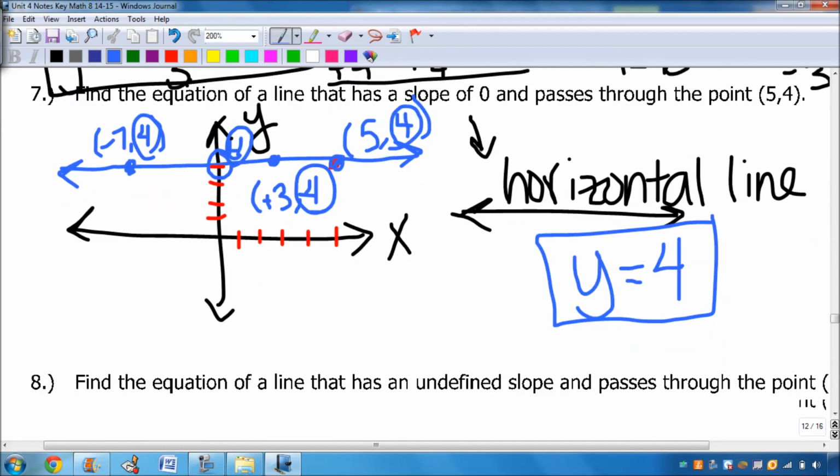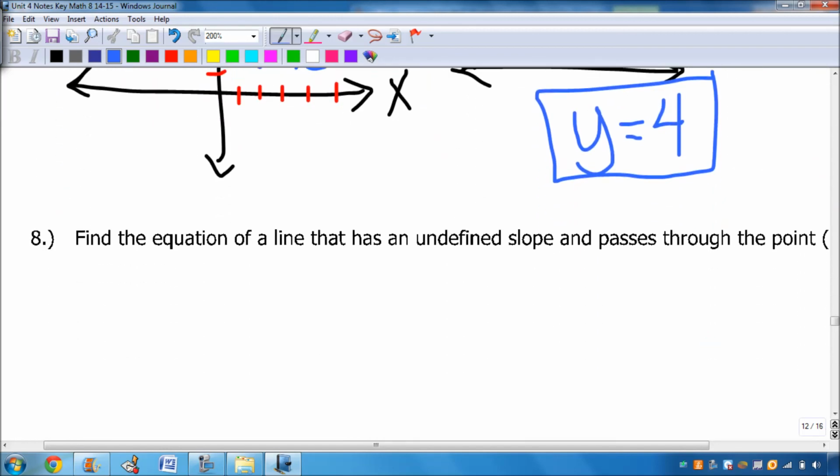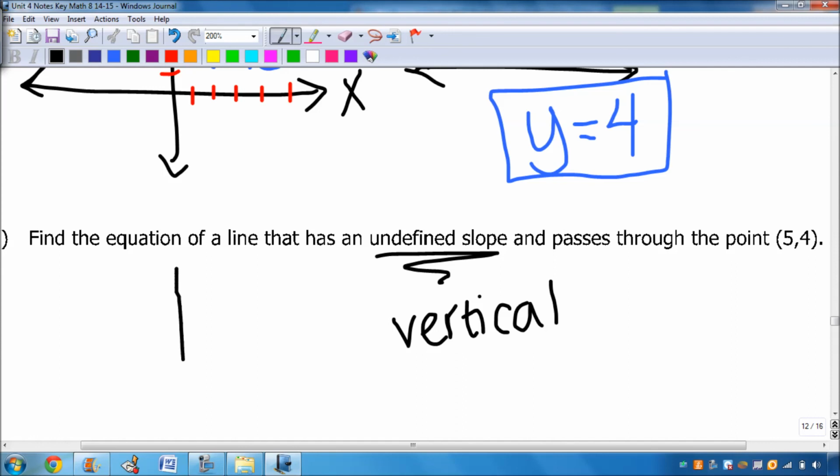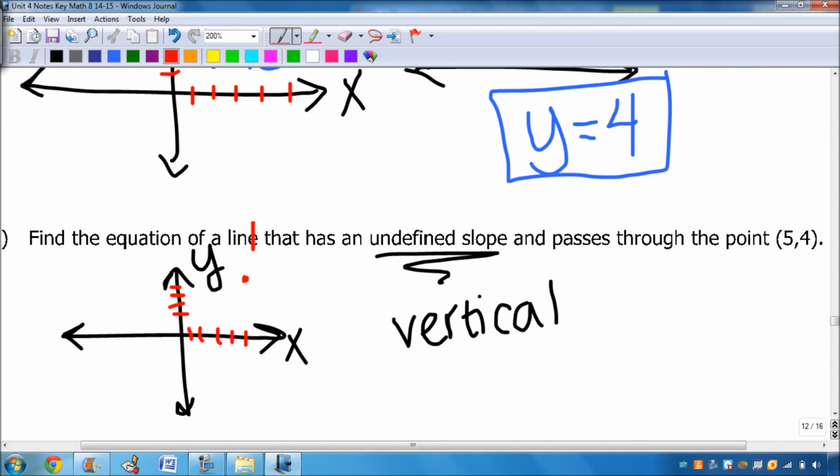Okay? So similarly, question number 8 says find the equation of a line that has an undefined slope and passes through the point 5, 4. So this time, because the slope is undefined, it's going to be a vertical line. All right? So since this is a vertical line right here, I would go to 5, 4 again. Don't forget to label your axes, x and y, all right? So here's 5, 4 right here, but it's a vertical line, and it crosses the x-axis at 5, all right?